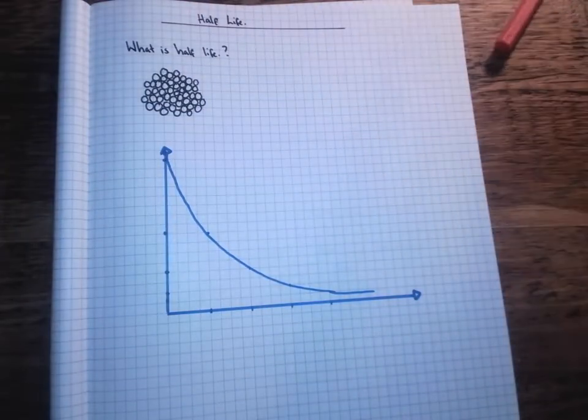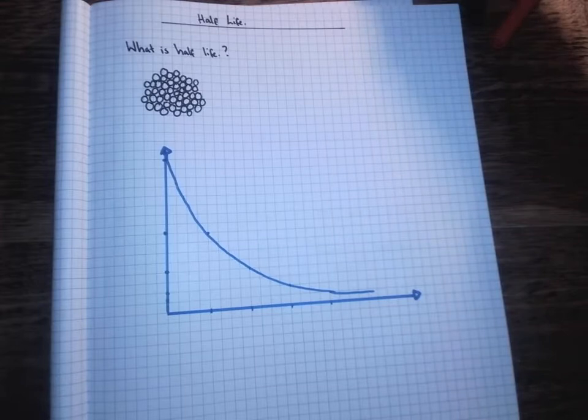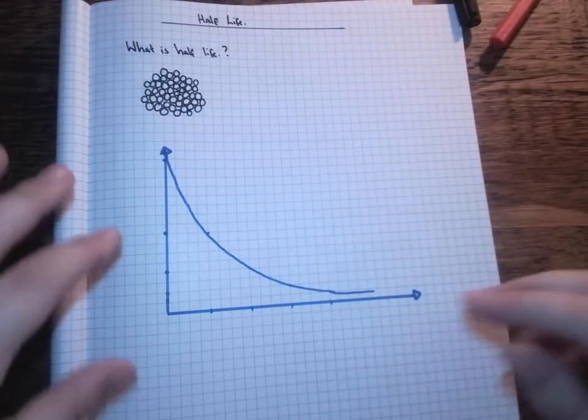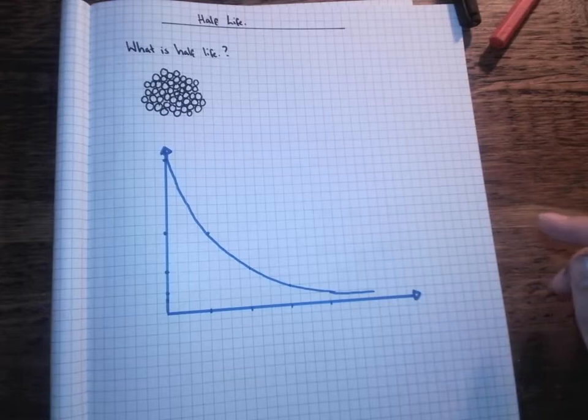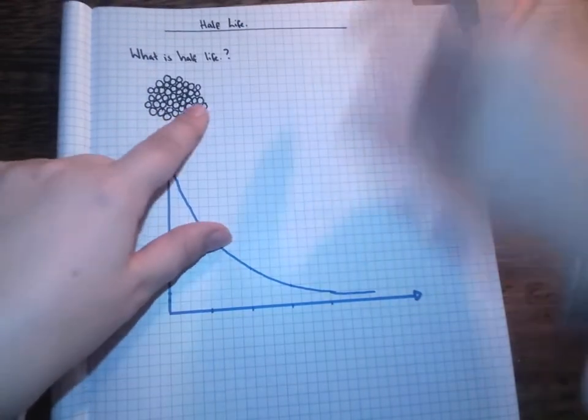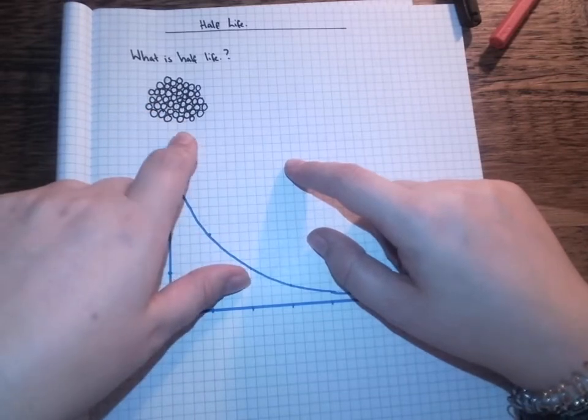Okay, so this little video is all about half-life and looking at what half-life is. So we start off with thinking, well, what is a half-life? So we start looking at our sample. Our sample is made up of lots and lots of different atoms, okay?